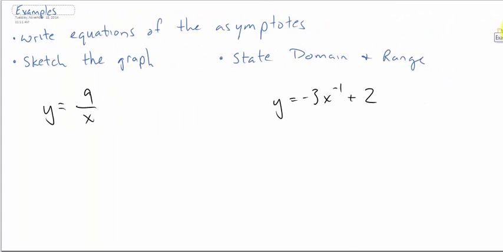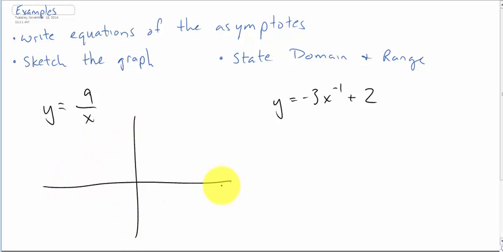So let's find and graph a couple of these. We need the equations of the asymptotes, we need to sketch it, and we need to state the domain and range. All right, so y equals 9 over x. Are there any translations there? Is there any addition happening? Think back to function transformations. Hopefully you're saying, no way, there's no translation. That means that our asymptotes are x equals 0 and y equals 0.